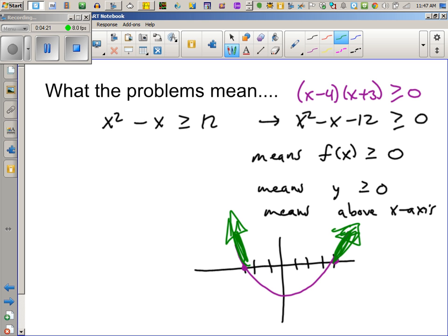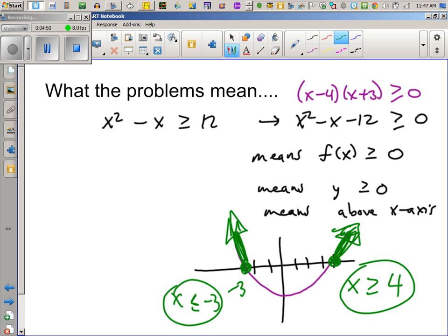The way I write my answer is to give the x's that make this true. The x's that are greater than or equal to 4 show this portion, where y is greater than or equal to 0. And over here, the x's that are less than or equal to negative 3 show this portion, where y is greater than or equal to 0. So my final answer is an x answer, but it's a description of y, you see.